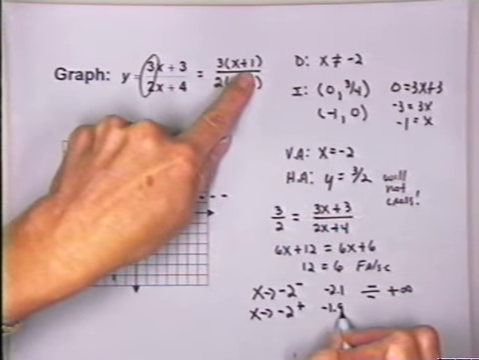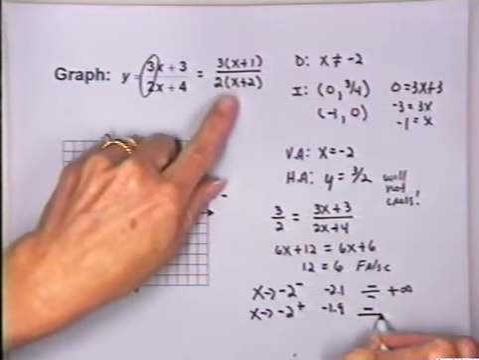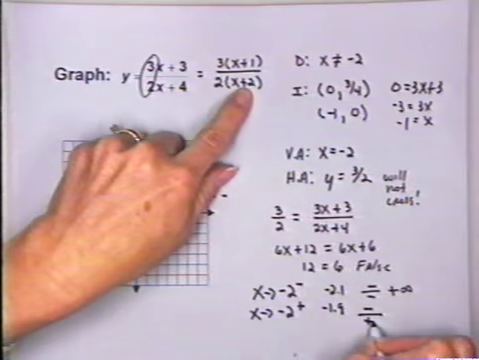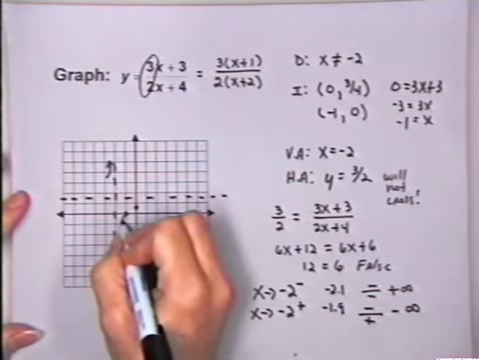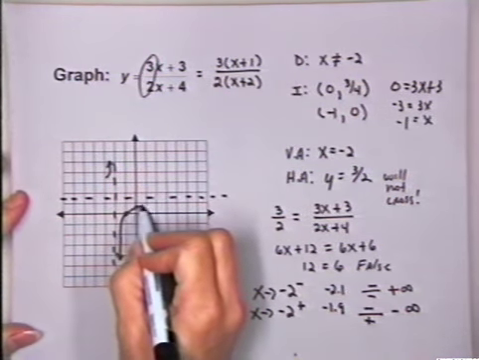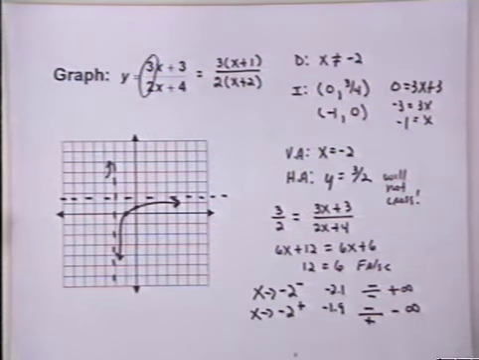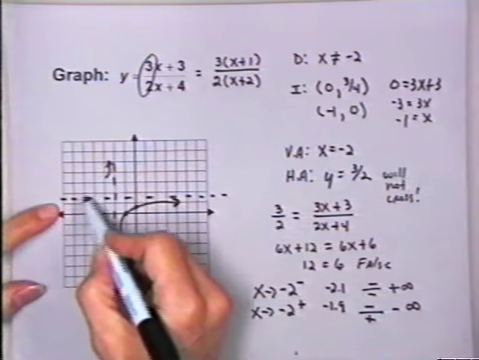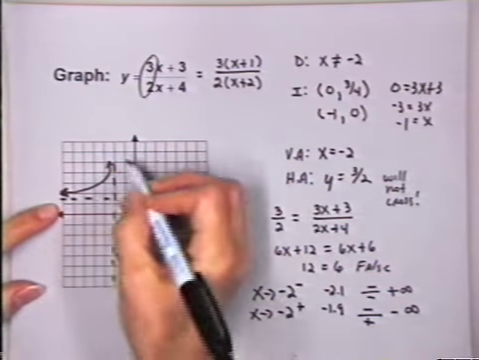Negative 1.9 plus 1 is negative, so my numerator is negative. Negative 1.9 plus 2 is positive. A negative over a positive is negative infinity. So this side is coming down. I'm going to go ahead and sketch it because I've got those points there. I'm not going to cross that horizontal asymptote, so I'm going to come up and approach that. On this part right here, I've got to approach my horizontal asymptote and not cross it. So again, I'm going to come down like this.